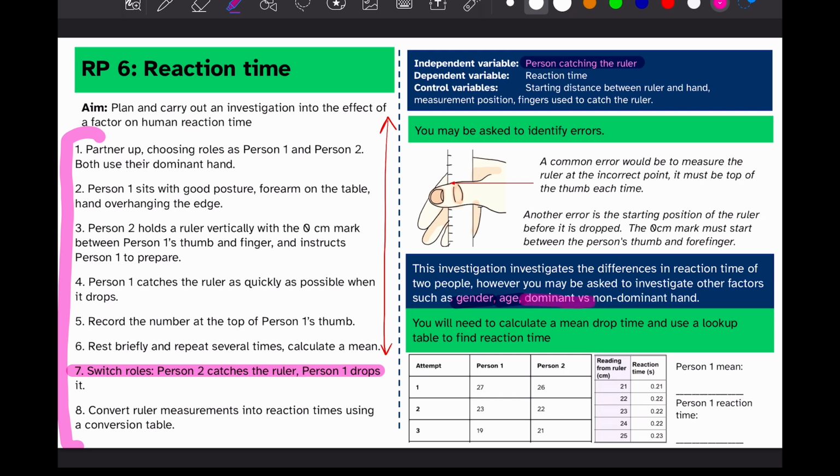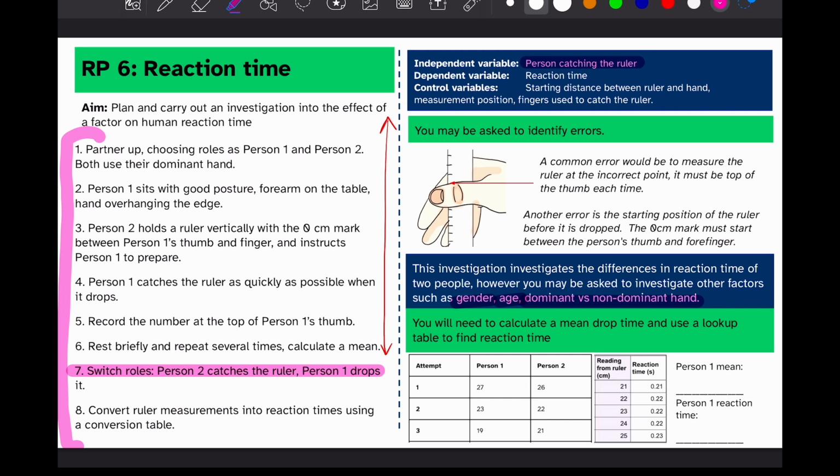If you're investigating dominant hand versus non-dominant hand reaction time, then what you would do is you would do all of your results for the dominant hand. And then in step 7, rather than switching people, you would have the same person now do it with their non-dominant hand. Because if you switch people, then you're changing two things. You're changing the person and the dominant hand.